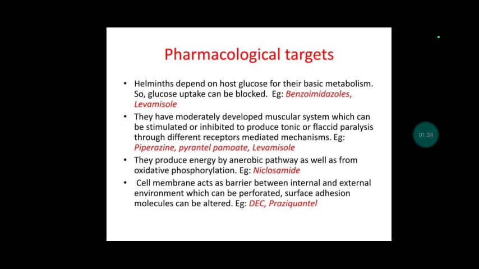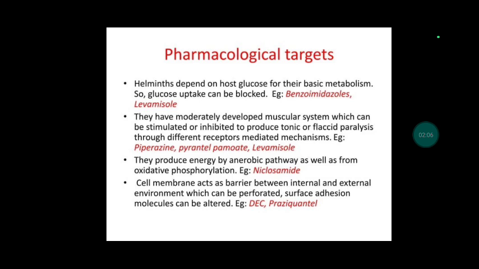Now we'll see what the pharmacological targets are. Helminths depend upon the host glucose for basic metabolism. So how can we kill the helminths? Simply by blocking the glucose uptake of the helminths. Examples are benzimidazoles and levamisole. They have a moderately developed muscular system which can be stimulated or inhibited to produce tonic or flaccid paralysis through different receptor mediated mechanisms. Examples are piperazine and levamisole.